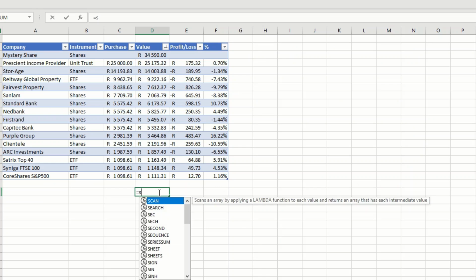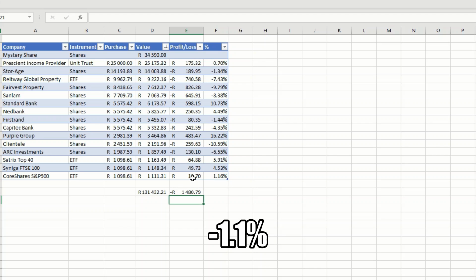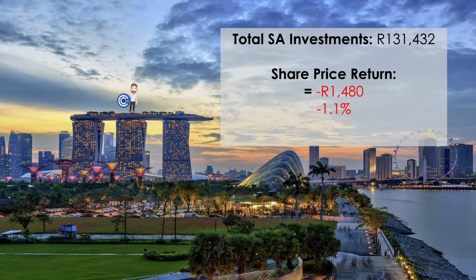So that brings our total tally for South Africa to this, which is 131,432 Rand and a total profit or loss of, wait for it, a loss of 1,480 Rand or minus 1.1%. Now, in the down market this year, where we've seen red almost every month, I personally think that's pretty good and I'm happy with that.